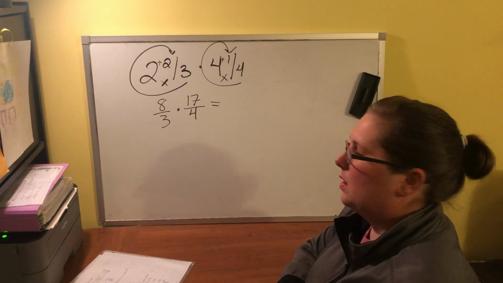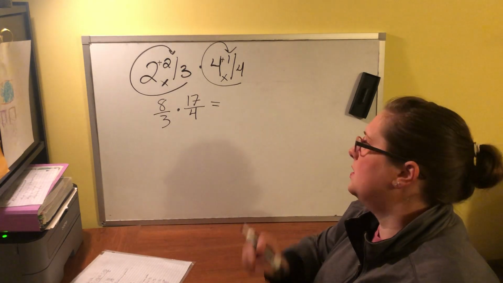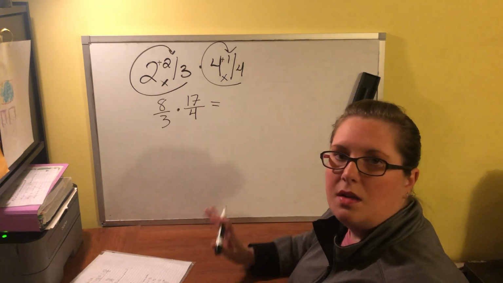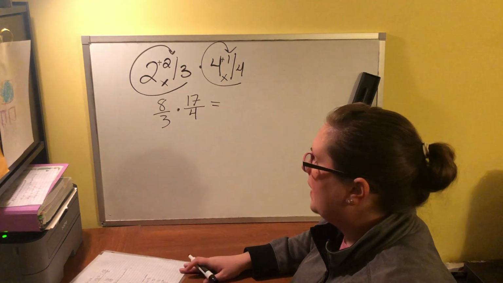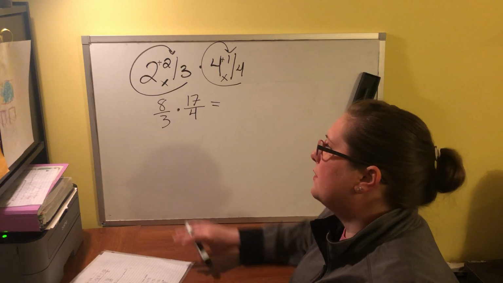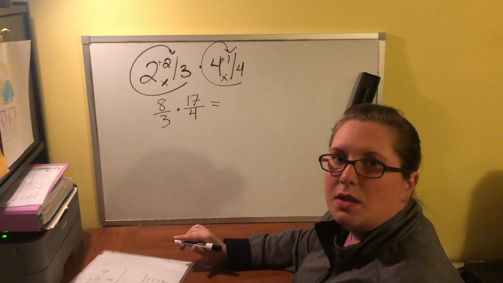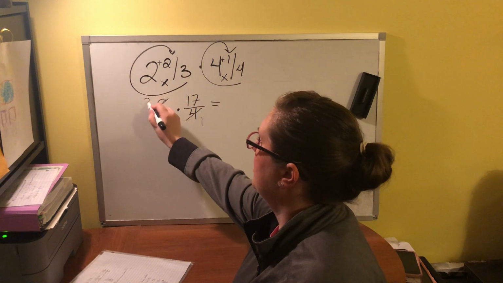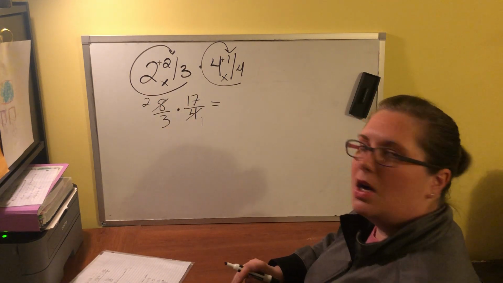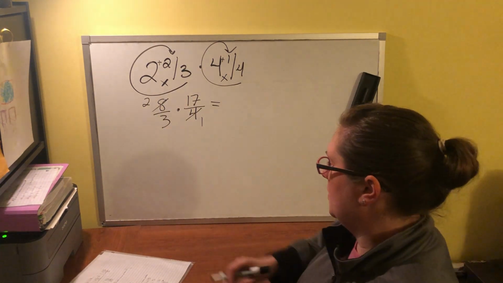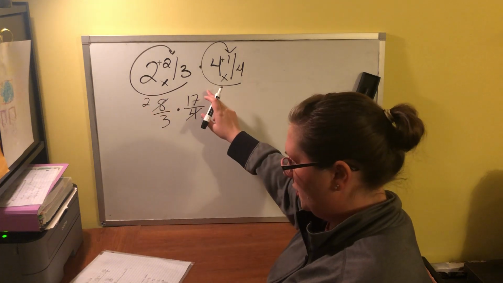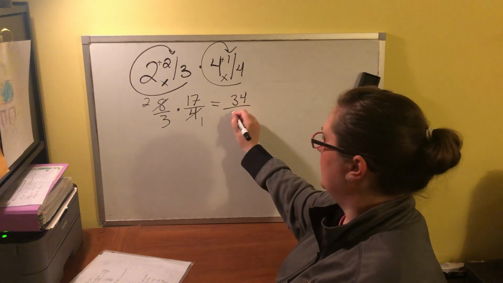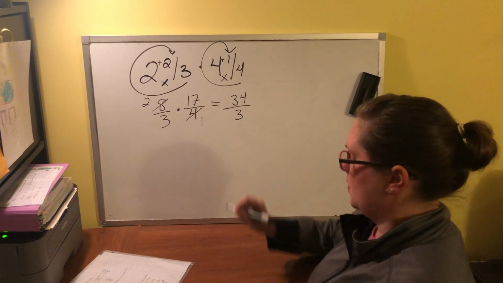Now, we're going to apply our rules of multiplying fractions. So we're going to look diagonally. Does anything cancel? Well, the 3 and 17, nothing goes into both, no common factors. But when we look at the 8 and 4, 4 is a factor of both. So 4 divided by 4 is 1, 8 divided by 4 is 2. Now we can go ahead and multiply straight across like we did before. So we have 2 times 17 to give us 34 over 3 times 1 gives us 3.